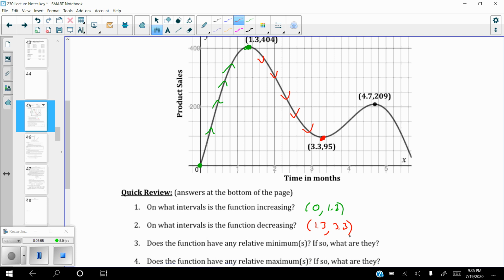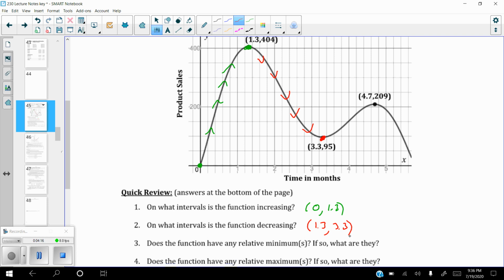Notice I'm putting parentheses around these, by the way, because at 1.3, at the very top there, it's not increasing or decreasing. We can't really say it's doing one or the other. At the bottom, at 3.3, it's not increasing, it's not decreasing. We can't really tell which one it's doing. So that's why I use parentheses as opposed to a squared off bracket in this case.